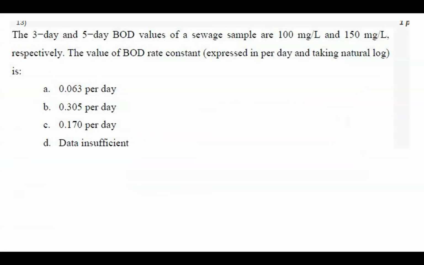Next question. The 3 day and 5 day BOD values of a sewage sample are 100 and 150 respectively. The value of BOD rate constant is, so we have to calculate the K. What is K? You have to solve it in a mathematical manner: you form an equation and find the values from the equation.